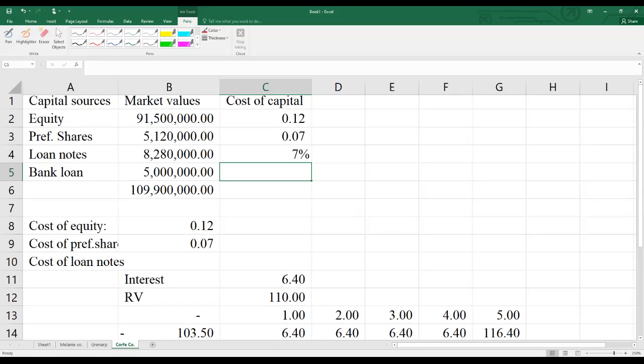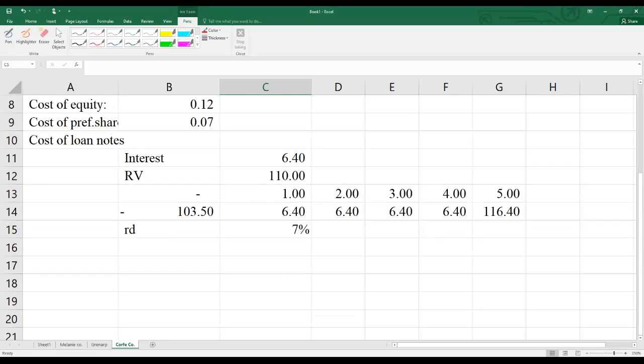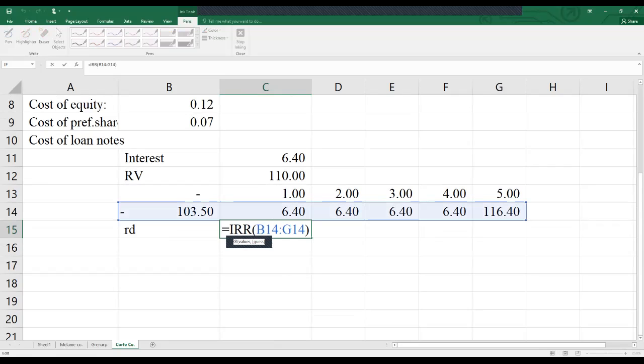Oh, the IRR. Okay, so the IRR here, what I've just done simply is define the cash flow, and you define from year 0 all the way to year 5. Don't forget, year 0 is a negative. That's the trick you can forget.